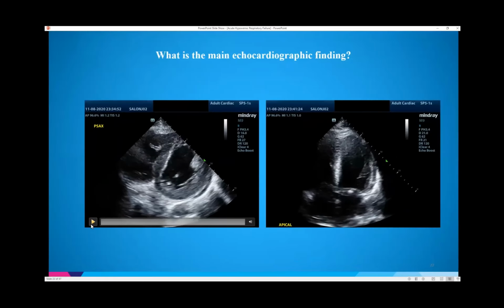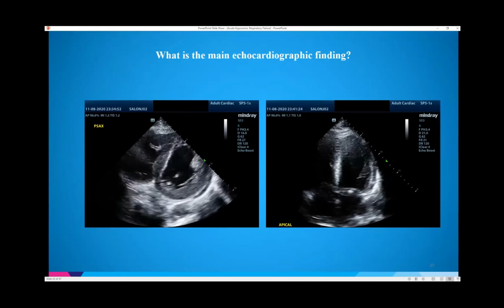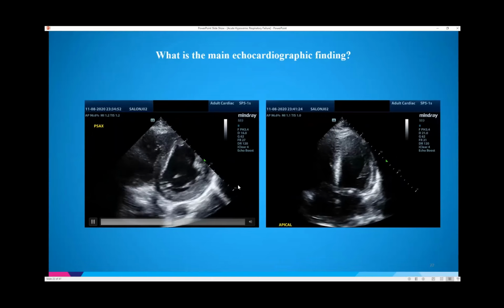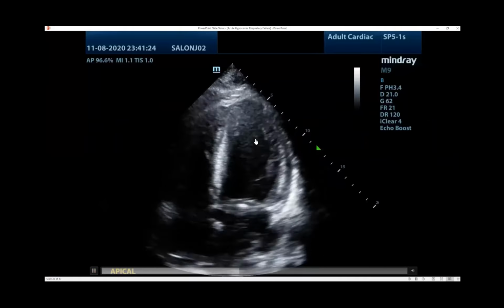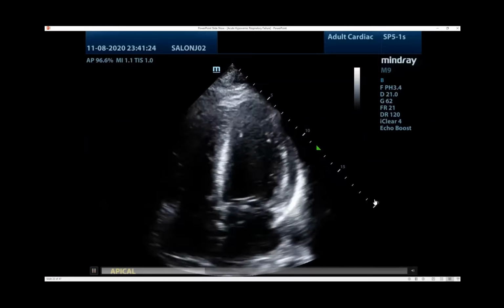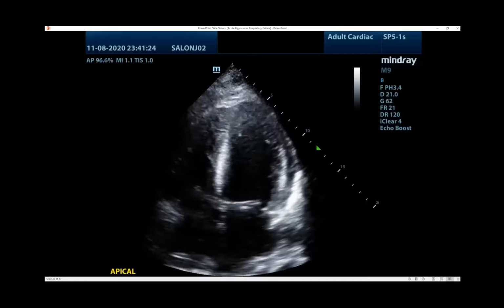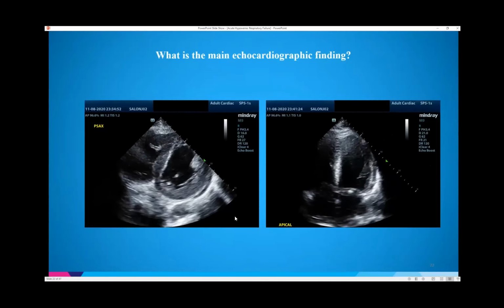So now you do a little echo. Again, parasternal short. This is the LV, this is the RV. At the level of the papillary, maybe a little mitral coming in here. Here's your apical four chamber, left atrium, left ventricle, right atrium, right ventricle. Just bring it back so you can see this parasternal short again. So what is the main echocardiographic finding here?